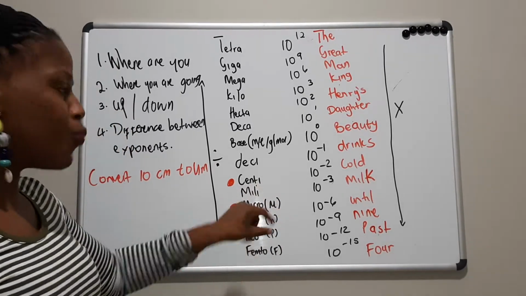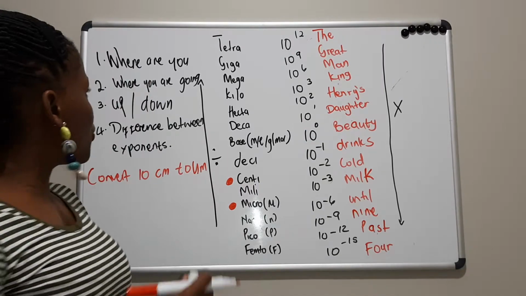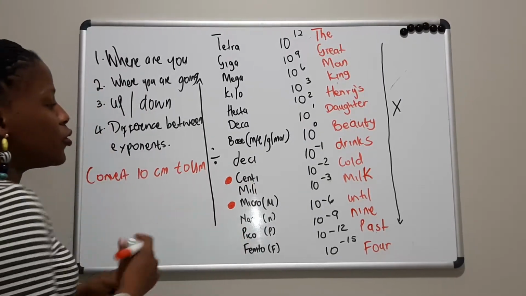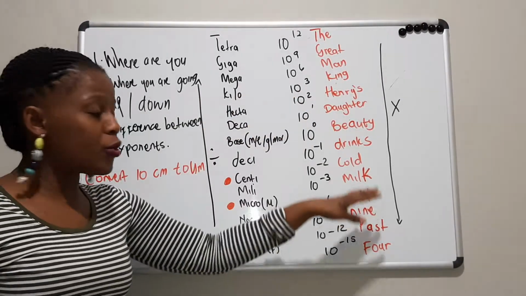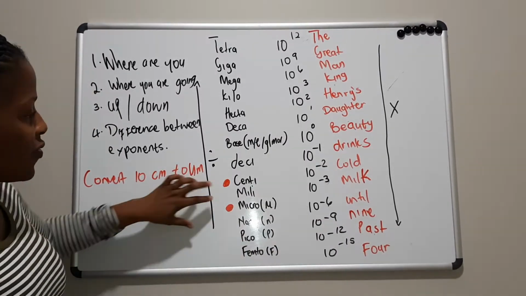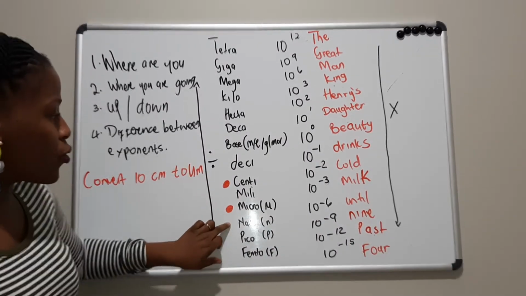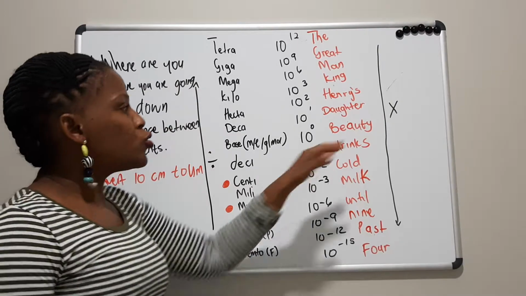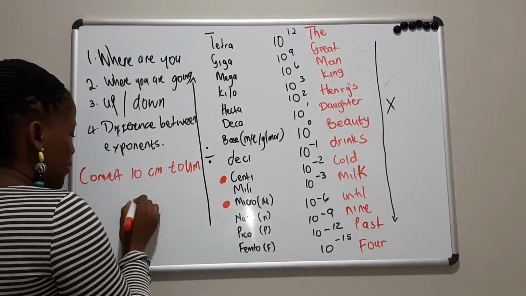There is micro. So now you know where you are going, and then you need to determine whether you are going up or going down the ladder. So you are moving from centi and you want to go to micro. So it means you are going down. So it means now you must multiply.